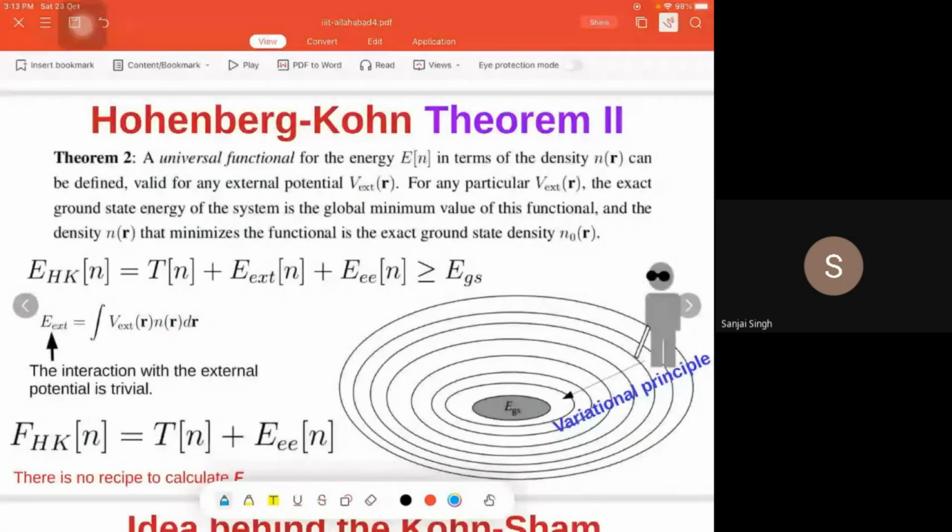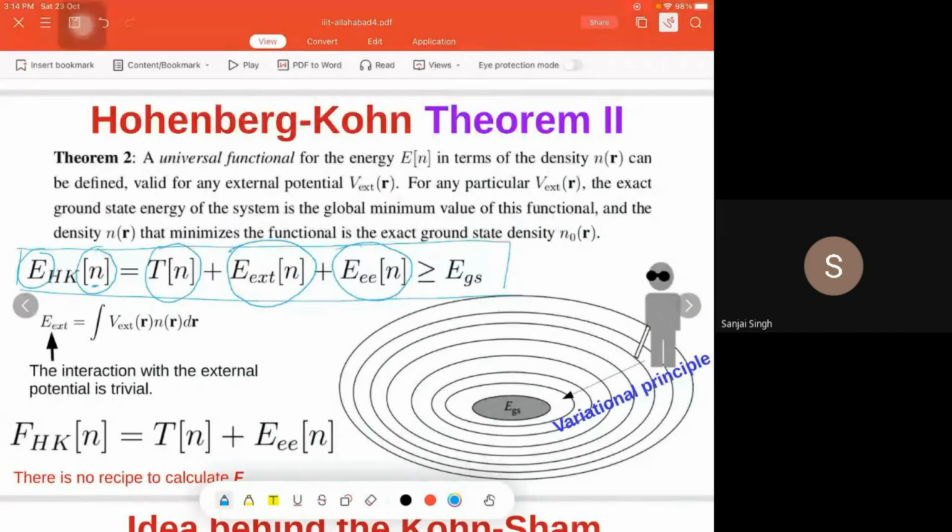Let's move to theorem number two. Theorem number two says, let me just read it later. Let me explain what I'm writing here. You see, there are three terms: the kinetic energy term, V external, or E external, since I'm writing in terms of energy, so it's E, not V, and the electron-electron interaction. So this is the total energy of the system, which is a functional of charge density.